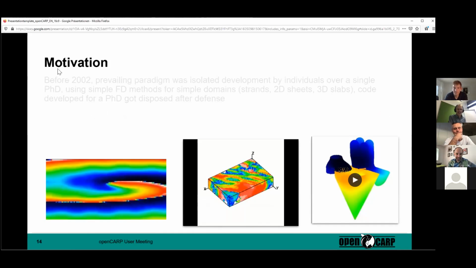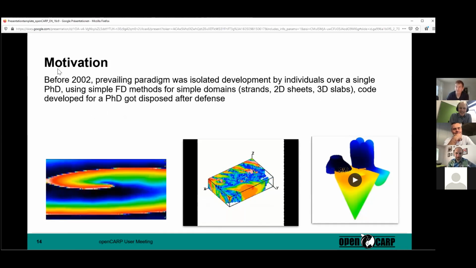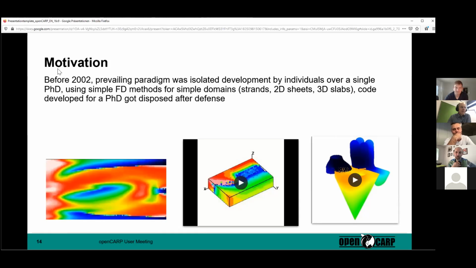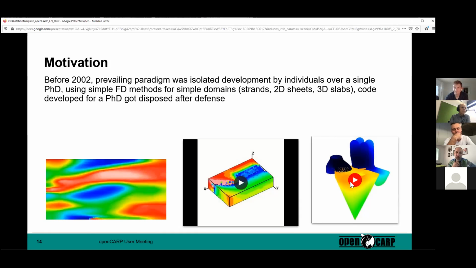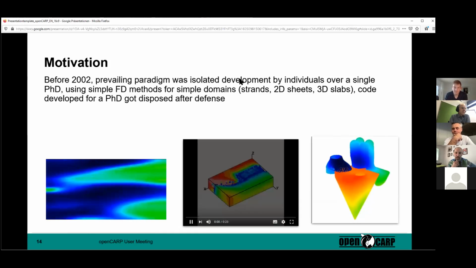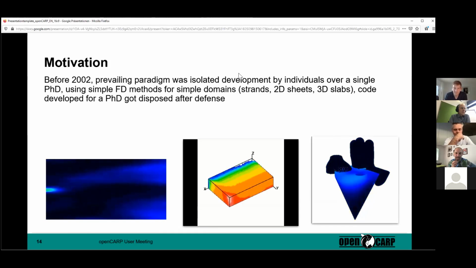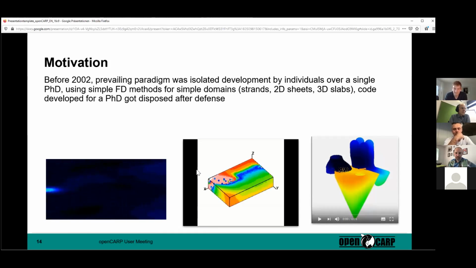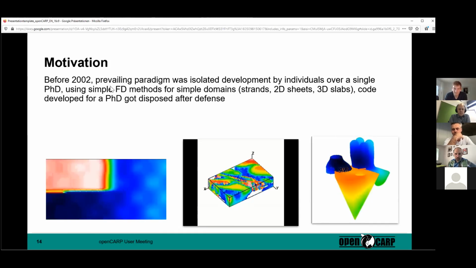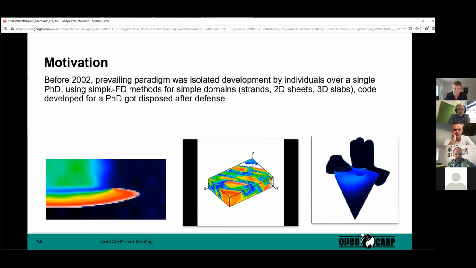Okay, so before 2002, there were always people, different labs all over the world, doing cardiac simulations. They weren't very sophisticated at the time. Strands, 2D sheets. On the left, you see a 2D sheet. In the middle is a block of tissue that's from 1998.